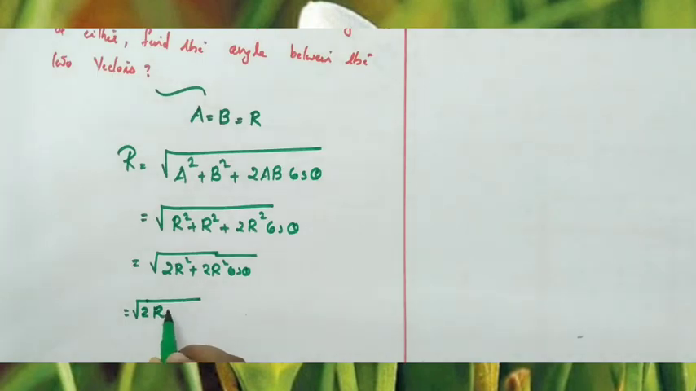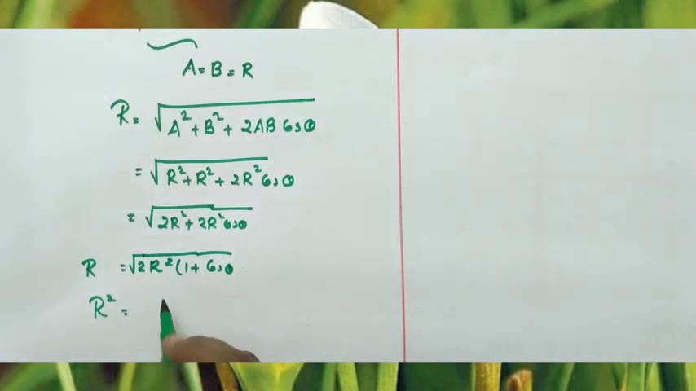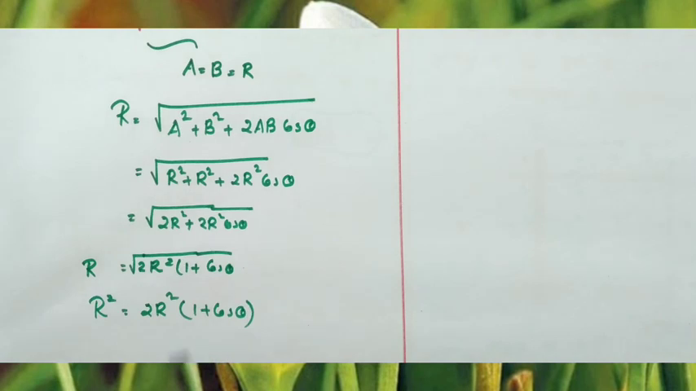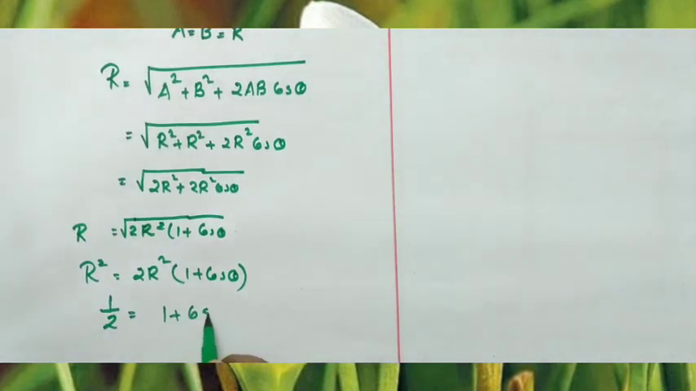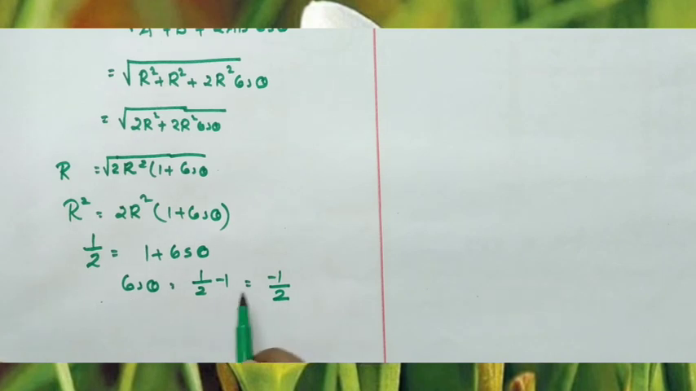From this we can write 2R square taken common into 1 plus cos theta, equal to the left hand side R. For easy simplification we can square the left hand side and right hand side. So, the left hand side becomes R square, isn't it? And the right hand side becomes 2R square into 1 plus cos theta. Then R square and R square get cancelled and it becomes 1 by 2 equals 1 plus cos theta. So cos theta is 1 by 2 minus 1, which is equal to minus 1 by 2. Cos theta is equal to minus 1 by 2.